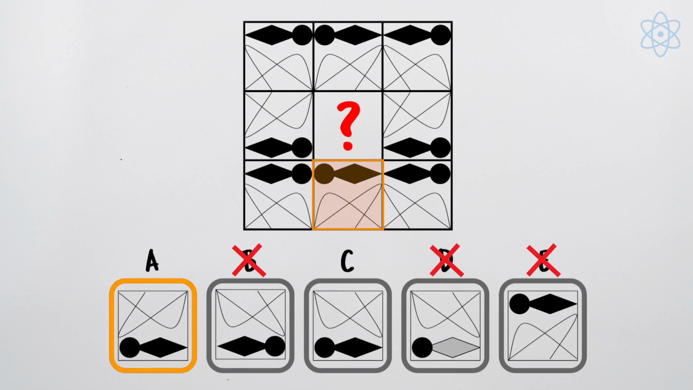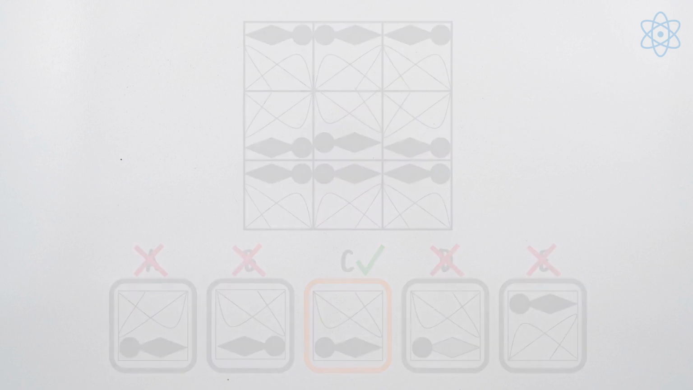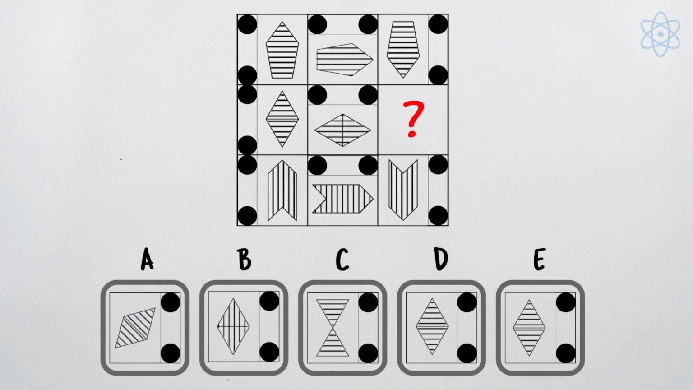Let's look closely at A first. Although the black shape has been correctly reflected, the lines at the top of the box have not. It is important that we check all parts of the image are correct. We can rule out A, and so we are left with option C, the correct answer. Let's take a look at another one.